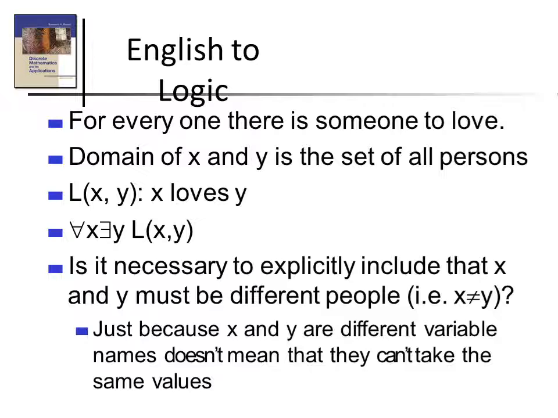Here we denote the statement as L of x,y: x loves y. But what is for everyone? For all x, there exists y, L of x,y. Someone there exists to love. Clear? You should analyze the English statement first. Then only you can make it into the predicate statement. Then only you can use the universal or existential quantifier.